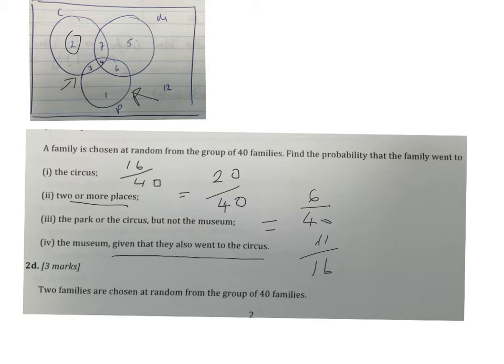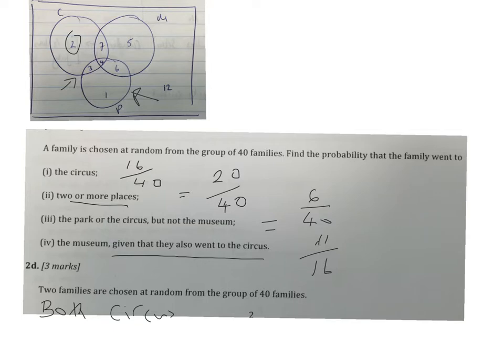Now, take a note of the next one. This is an idea of picking 2 people at random. We've had a discussion about this in class. But now the question is, 2 families are chosen at random from a group of 40 families. Find the probability that they both went to the circus. So it's both circus.